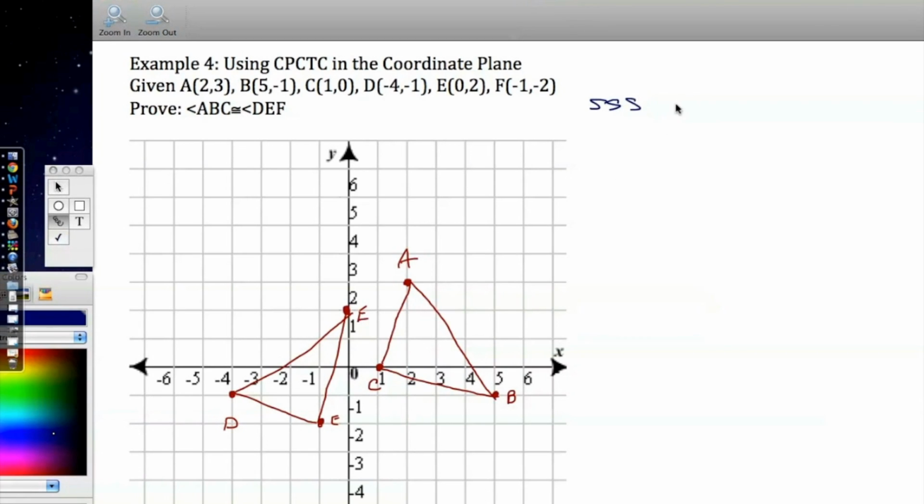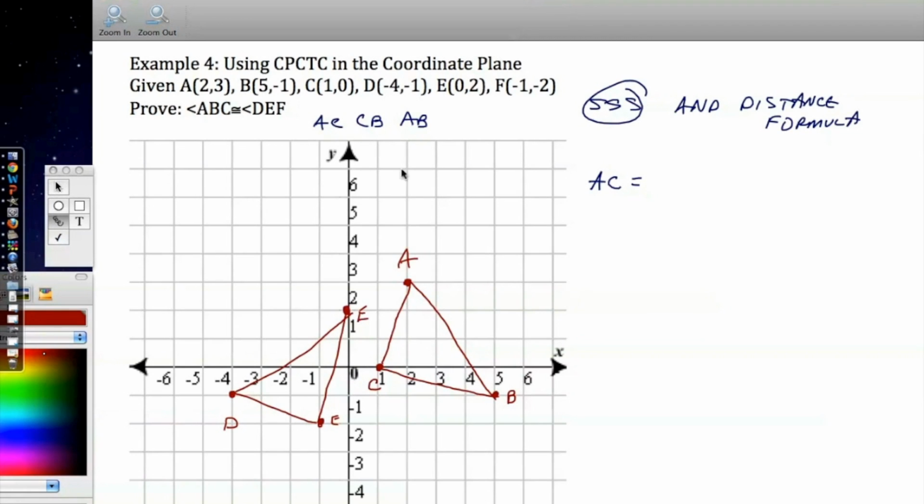We're going to use side, side, side, and distance formula to say that the sides are congruent. So what we need to do is figure out the sides. So we need the length of AC. I'm going to just list the lengths that we need. We need AC, we need CB, we need AB. We also need to show that those are congruent too.